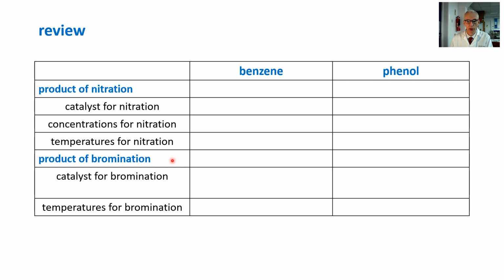Then move on to bromination. What is the product of the bromination of benzene and of phenol? What is the catalyst required for successful bromination? What are the temperatures required for successful bromination? So pause the lesson. First of all, start with recall. What do you recall of those products and conditions? And then complete by reference to your notes. Come back when you are ready to check your answers.